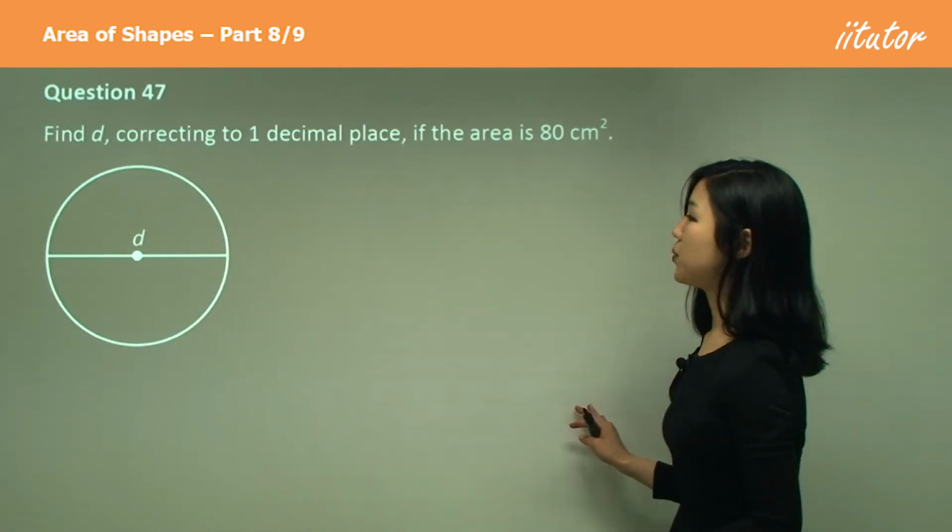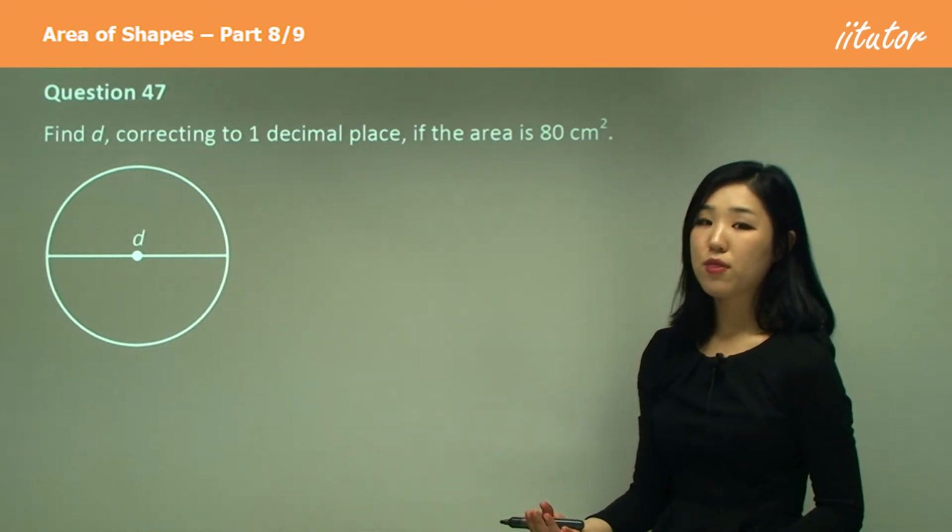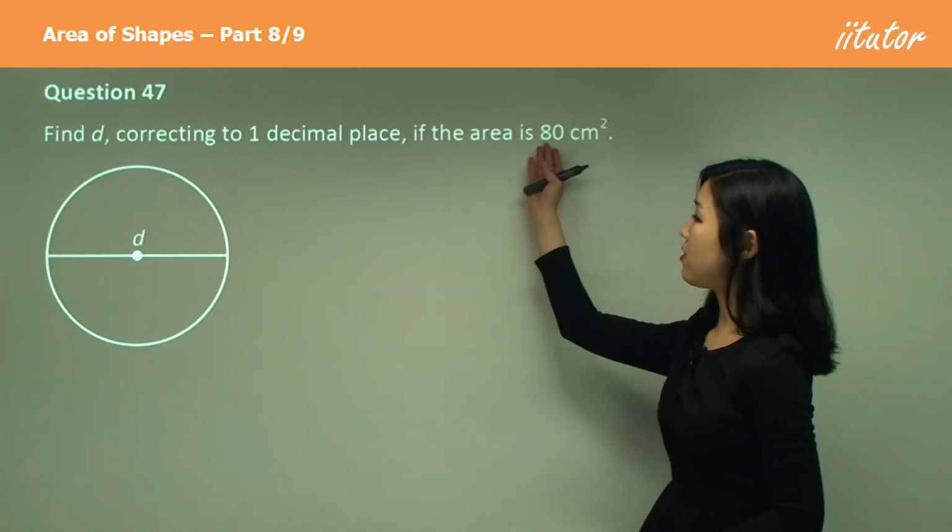Find d correcting to 1 decimal place. Now we can't find d straight away with our area formula. See how they give you the area?